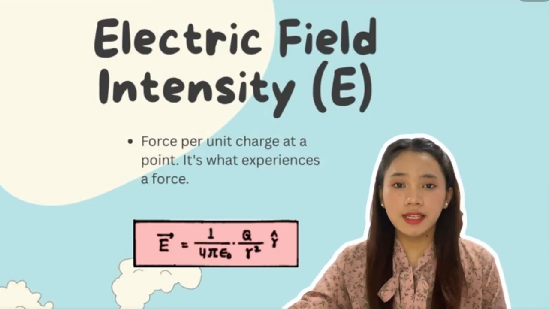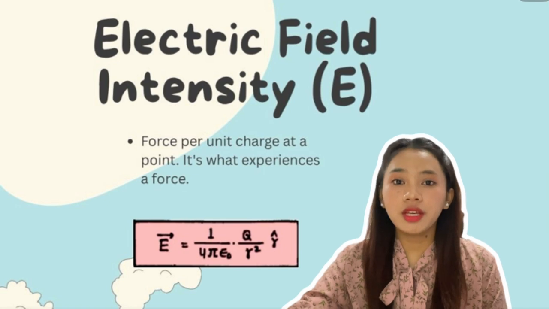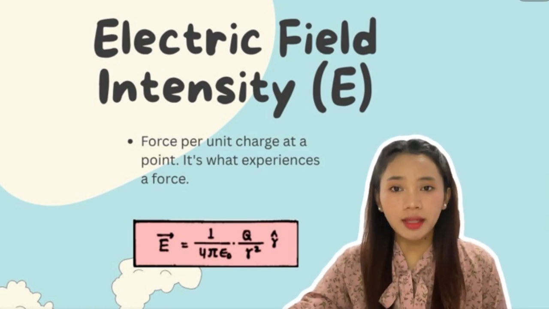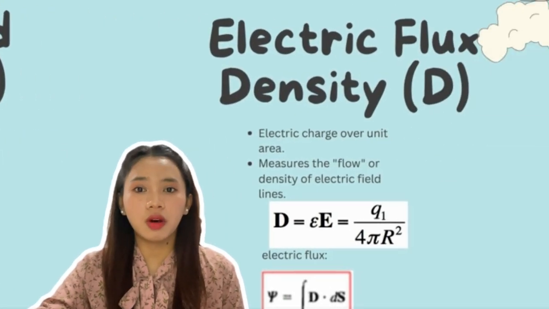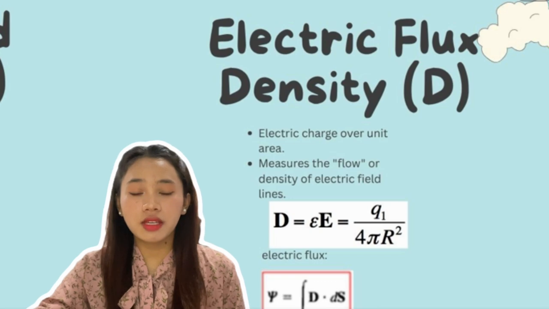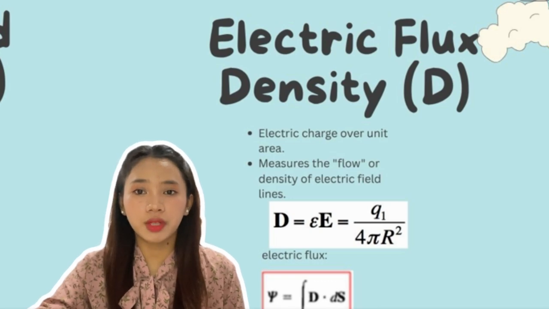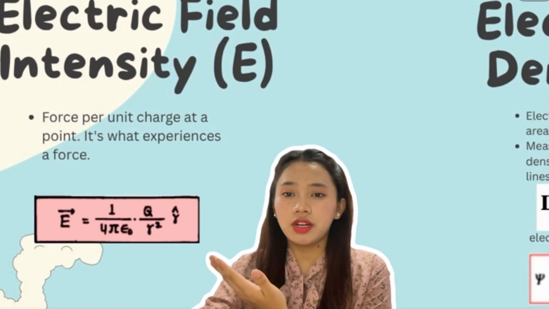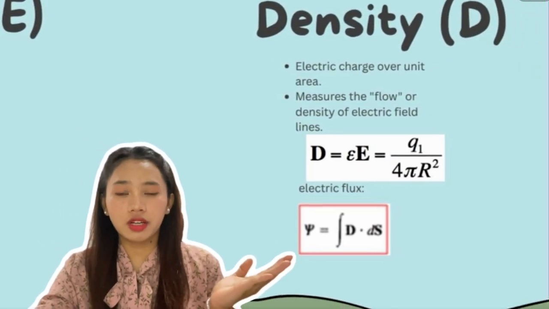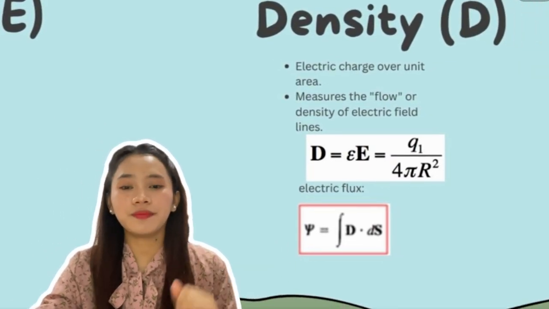Electric field intensity is the force per unit charge. It shows how strong the field is at a certain point. Meanwhile, electric flux density measures how much the electric field flows through a surface, essentially electric charge per unit area. These are the equations for electric field intensity, and these are the equations for flux density.